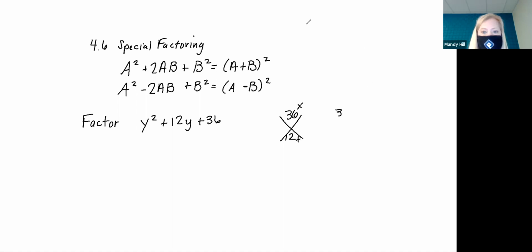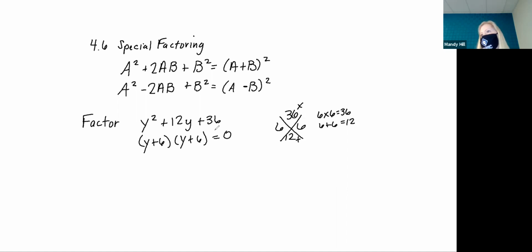6 times 6 is equal to 36, and 6 plus 6 is equal to 12. So that would be our answers that went here. We talked about that in the last two sections. When we got those answers, we would say the answer is y plus 6 times y plus 6. You can continue working that way if you want to.